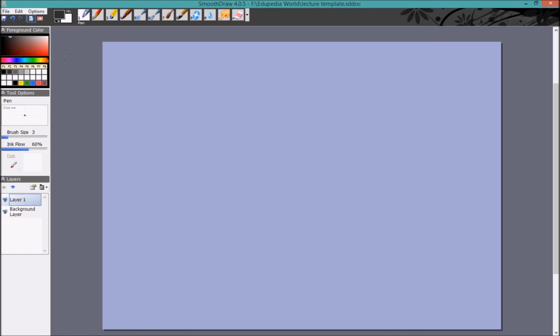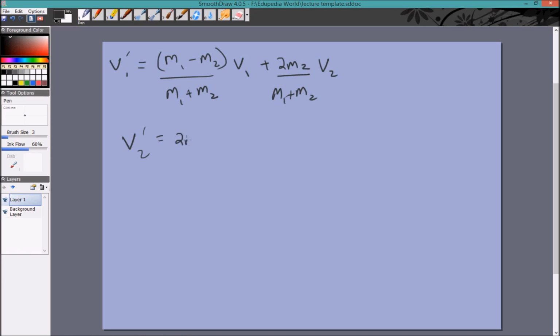So v1 dash, it's slightly complicated. v1 dash comes out to be (m1 minus m2) by (m1 plus m2) times v1 plus 2m2 by (m1 plus m2) times v2, and v2 dash comes out to be 2m1 by (m1 plus m2) times v1 minus (m1 minus m2) by (m1 plus m2) times v2.